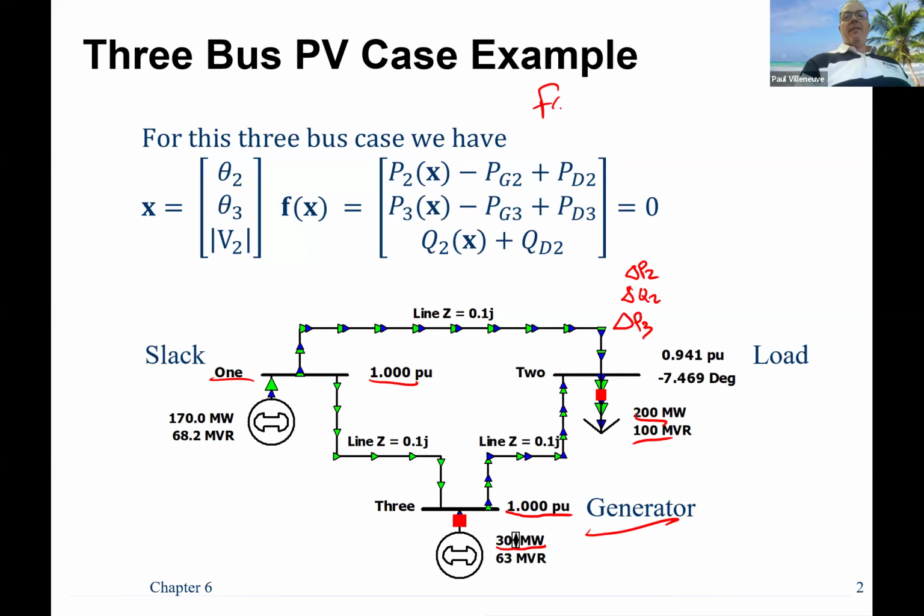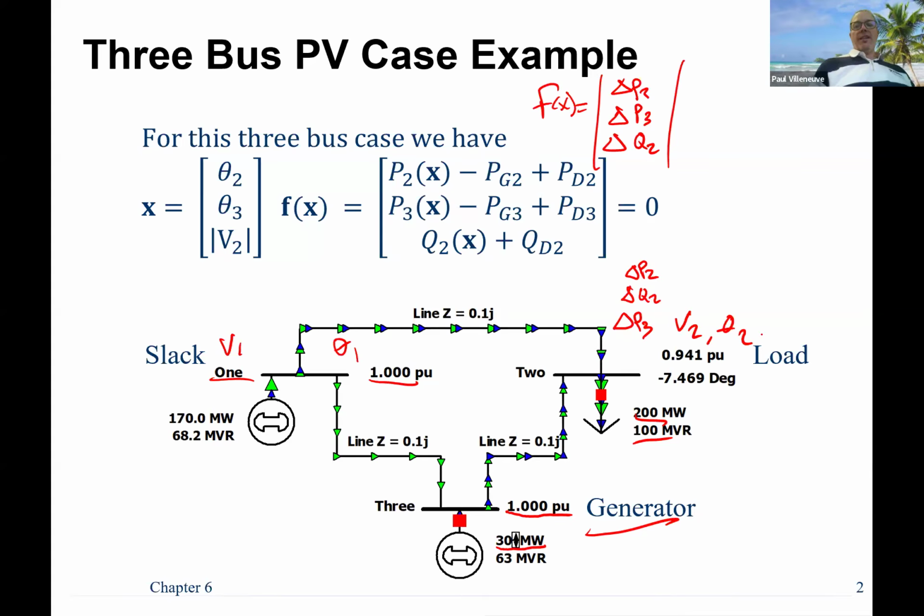So my f of x equations are going to be delta P2, delta P3, and delta Q2. That's how I order my equations. Now I've got to figure out what variables I need to solve for. Well, I already know V1 and theta 1. I don't know V2 nor theta 2. And I don't know theta 3.